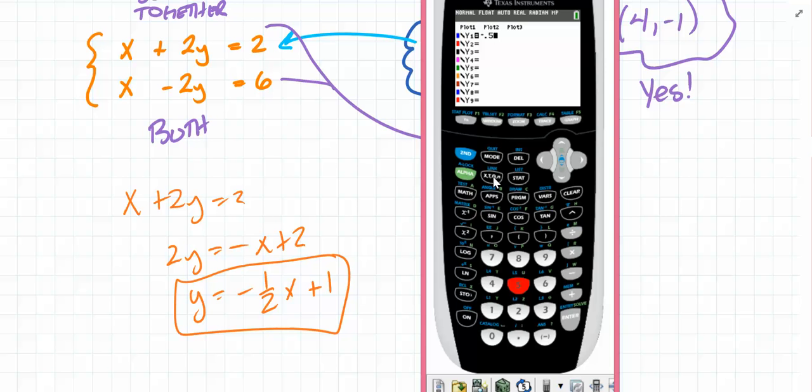The x button is up here underneath mode. So I have -0.5x and then plus 1. Okay? So far so good? Yes. Awesome. Great. Now let's do the other one.